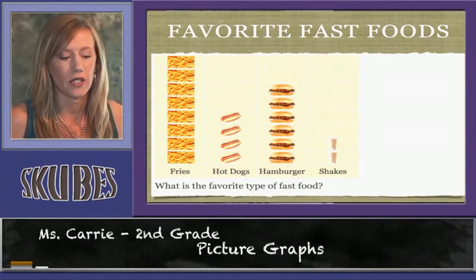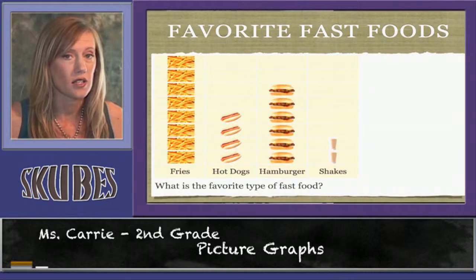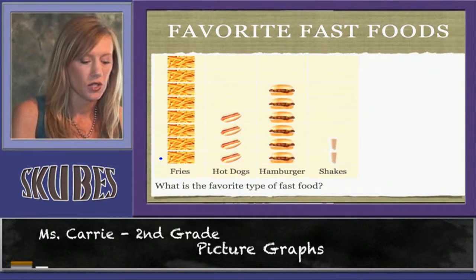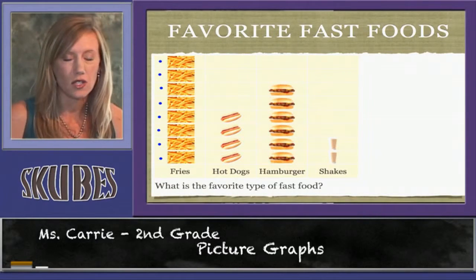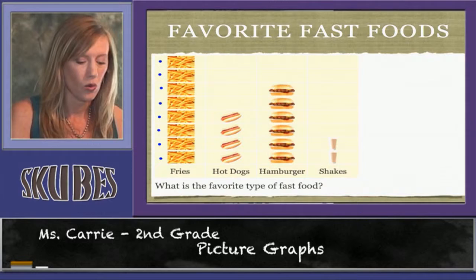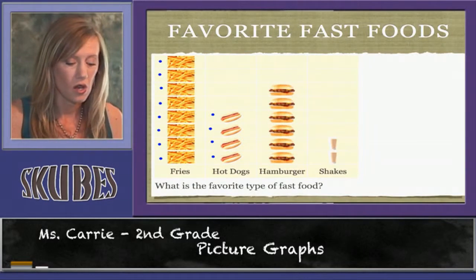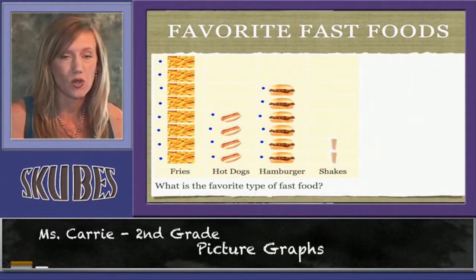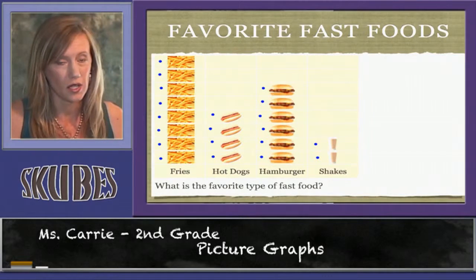This picture graph asked students what their favorite fast food was. They could choose fries, hot dogs, hamburgers, or shakes. 1, 2, 3, 4, 5, 6, 7, 8 students chose fries. 1, 2, 3, 4 students chose hot dogs. 1, 2, 3, 4, 5, 6 students chose hamburgers. And 1, 2 students chose shakes.